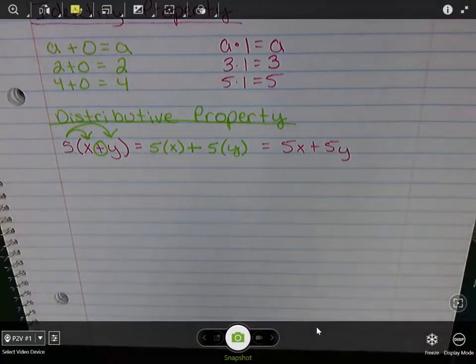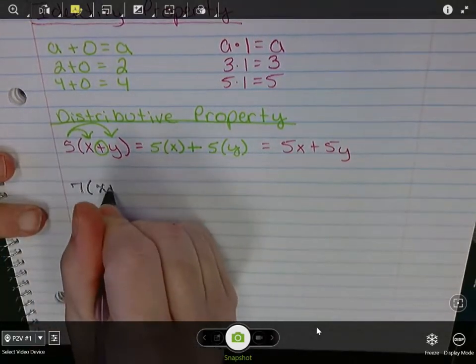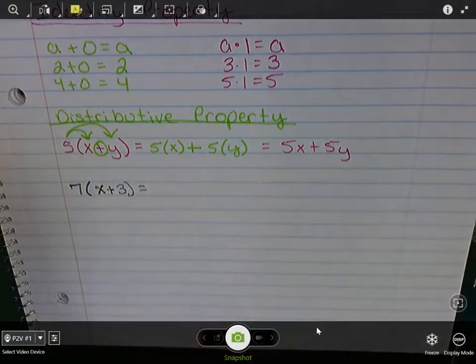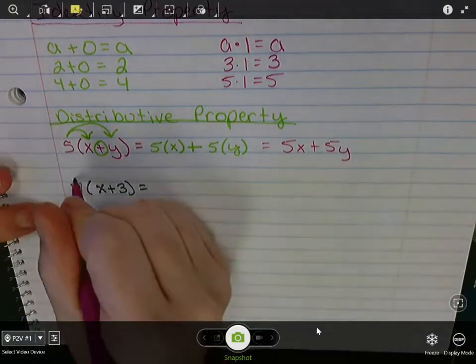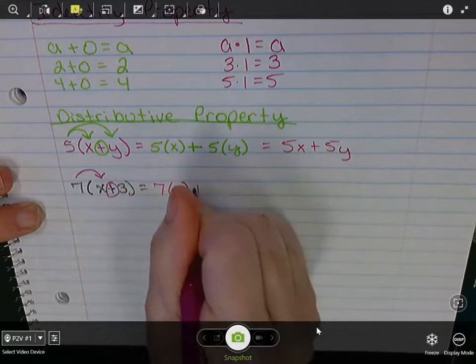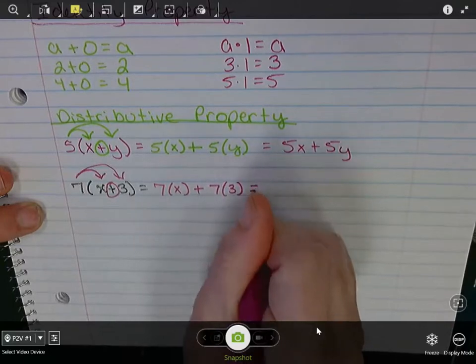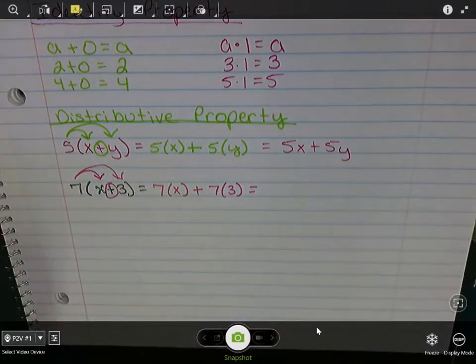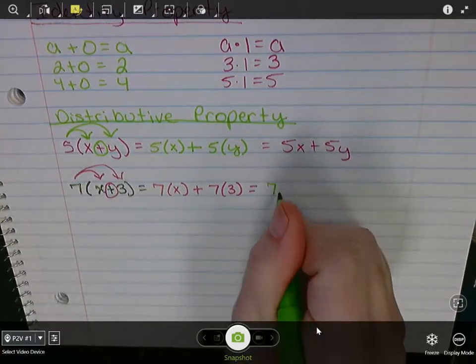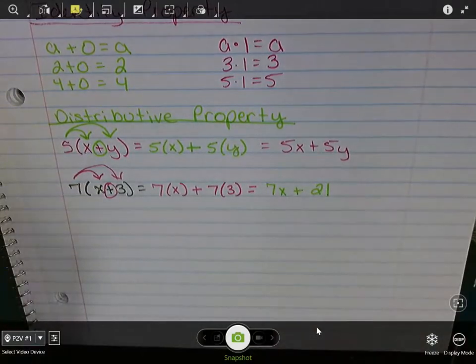Another one that would look more realistic of what you would see. Okay. Let's say you had 7 times x plus 3. So you would do 7 times x, and then that's a plus sign, and then 7 times 3. Well, 7 times x is just 7x. We write that as 7x. And then plus 7 times 3, which is 21. So that would be 7x plus 21.